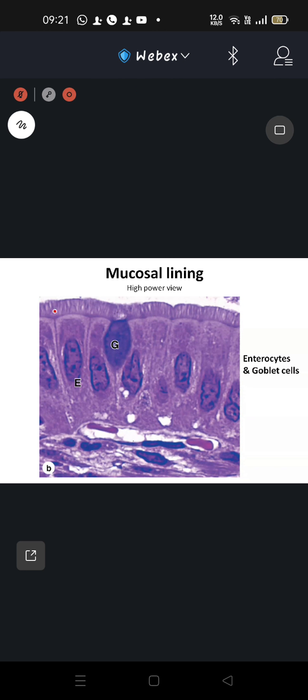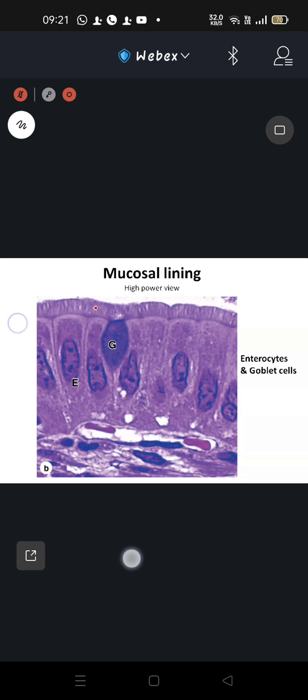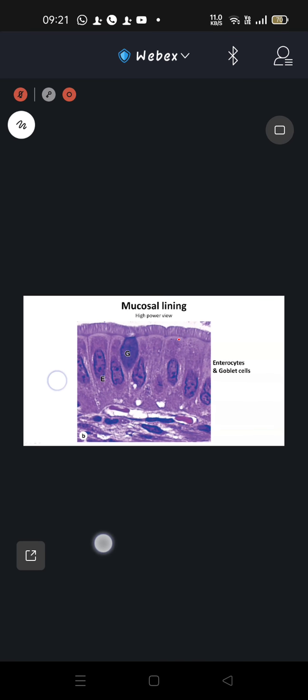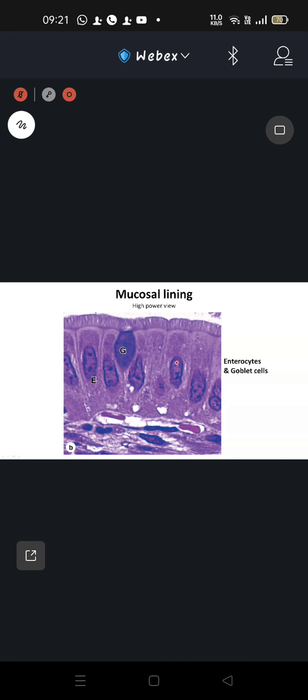This is only because of the presence of microvilli. So this brush border or the striated appearance is because of the presence of the microvilli on the apical surface of the enterocytes, which is a simple columnar epithelium, unicellular column. As we know, this simple columnar epithelium has the nucleus near the base, as we can see here. The nucleus is oval and is near the base.